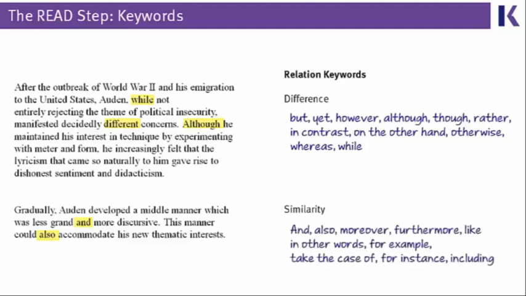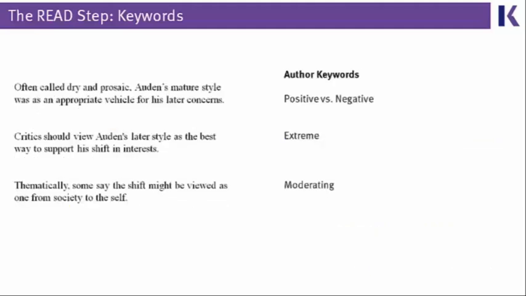So those are relation keywords. Let's now take a look at author keywords. Author keywords are ways that you can have insight into what the author was thinking and the author's intent. The first type of author keywords are positive versus negative keywords, and we'll see both in this very first sentence here on your screen. Often called dry and prosaic, Auden's mature style is an appropriate vehicle for his later concerns.